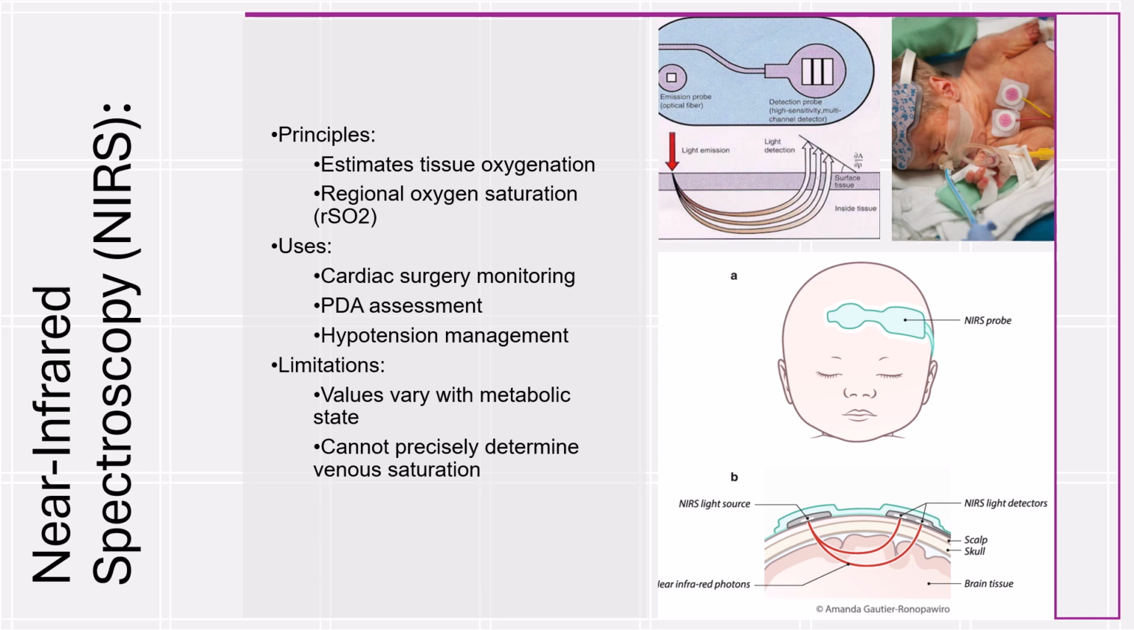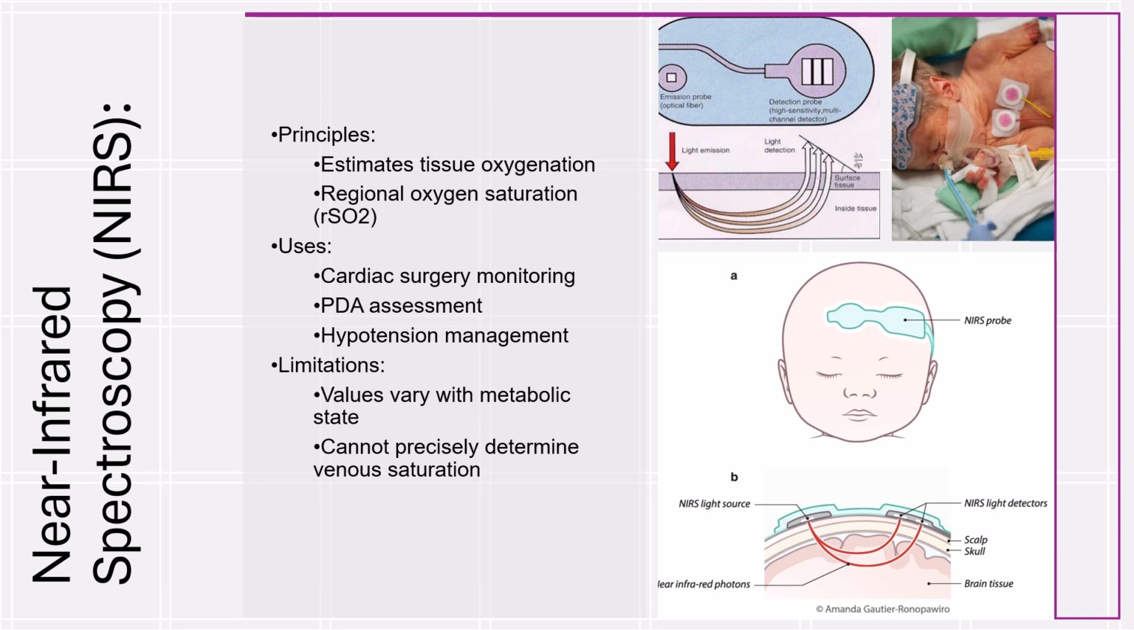Near-infrared spectroscopy measures regional tissue oxygenation and is increasingly used in NICUs. It works by using light in the near-infrared spectrum to penetrate tissues and measure the differential absorption between oxygenated and deoxygenated hemoglobin. NIRS provides a regional oxygen saturation value, reflecting the balance between oxygen delivery and consumption in specific tissues.